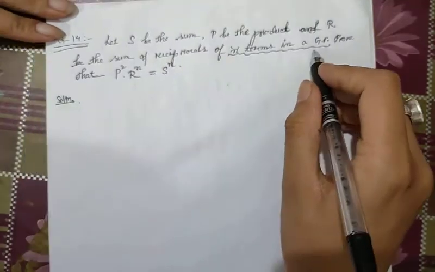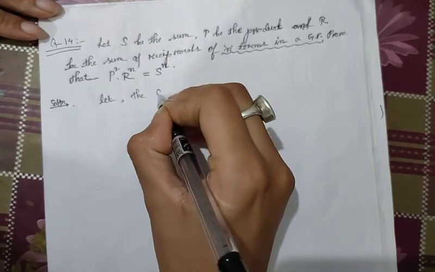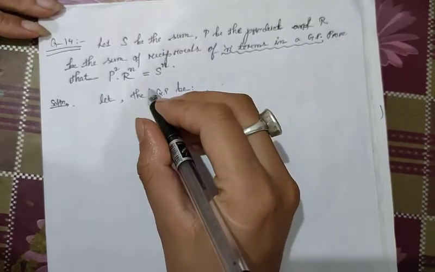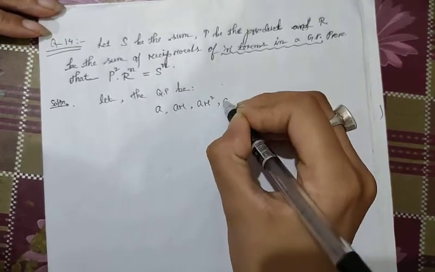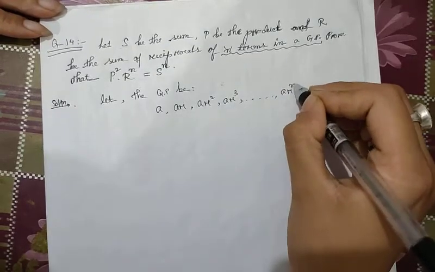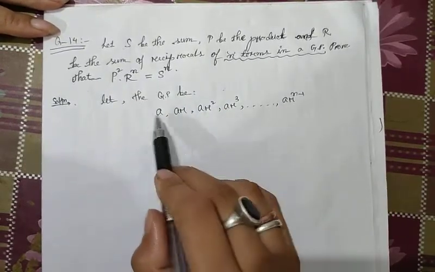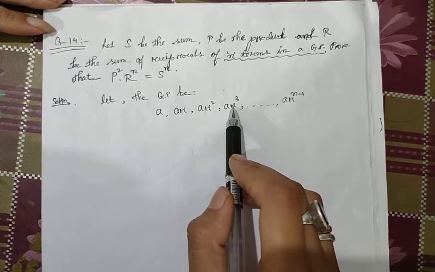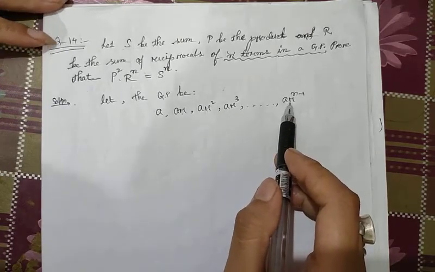So let us consider the n terms in a GP. Let the GP be a, ar, ar square, ar cube, going to ar to the power n minus 1. How many terms do we have? N terms. So this is our n terms of a GP: first term a, second term ar, third term ar square, fourth term ar cube, and this is our nth term, ar to the power n minus 1.